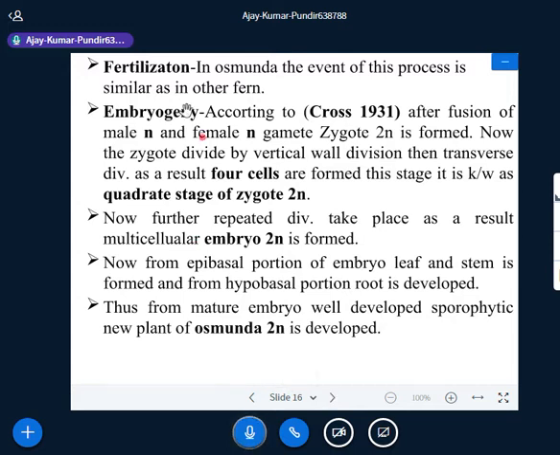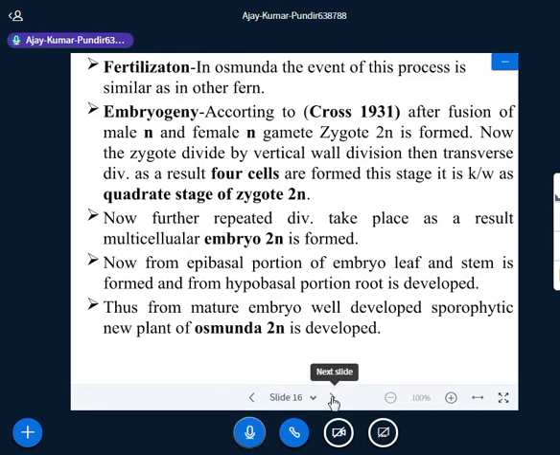If you are talking about the fertilization, I have discussed the fertilization in Osmunda. The events of this process are similar in other ferns. What happened during the fertilization? The neck canal cell and the ventral canal cell degenerate and produce the malic acid and fumaric acid. है ना? And as a result, a large number of antherozoids are attracted towards the archegonium, and only one enters into the archegonium and fuses with the egg cell and produces diploid zygote.